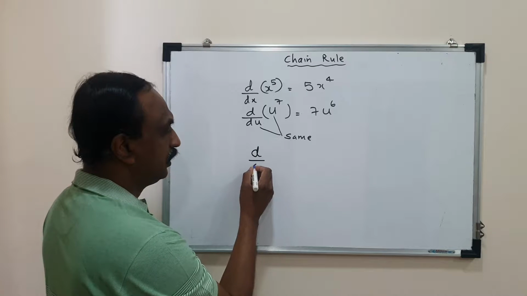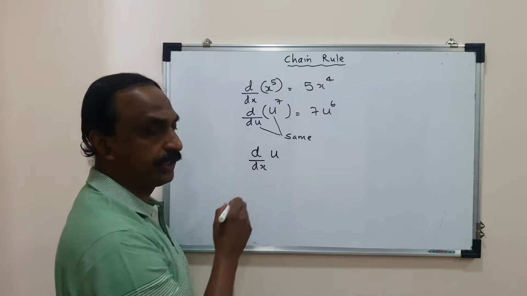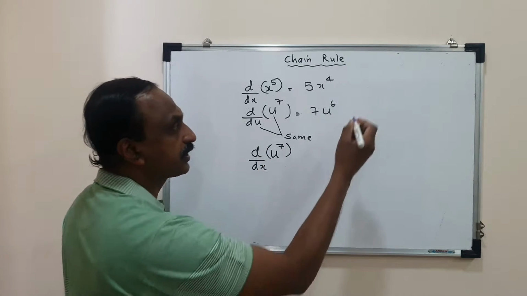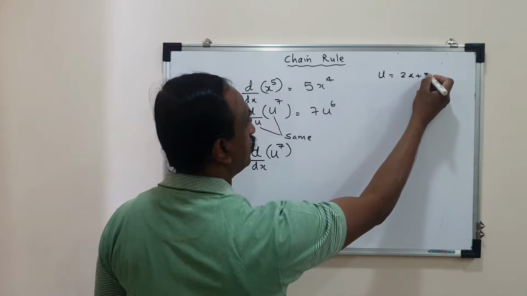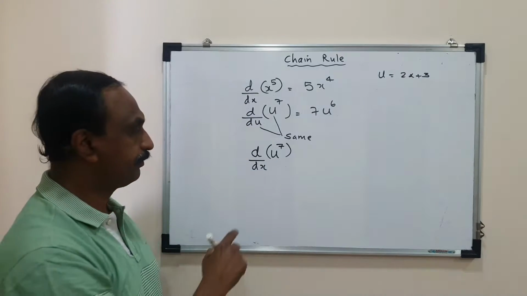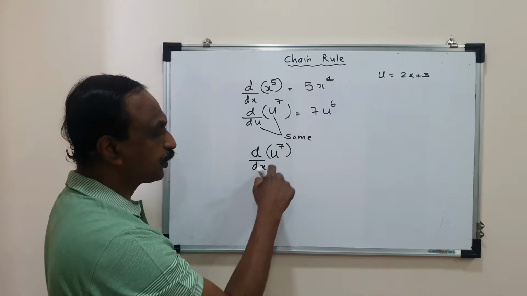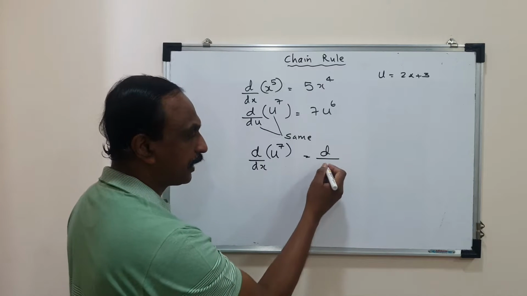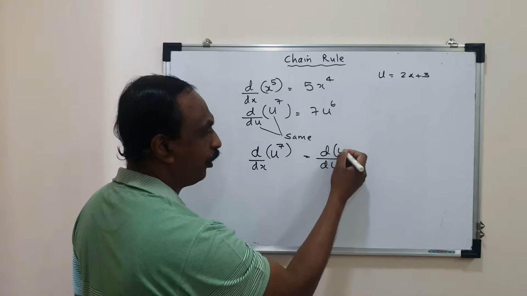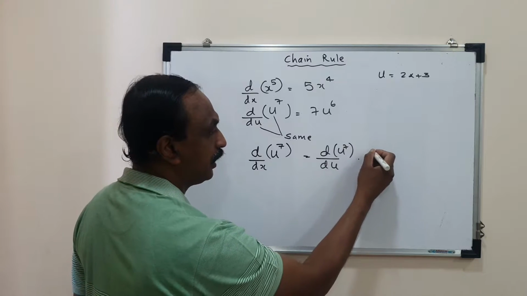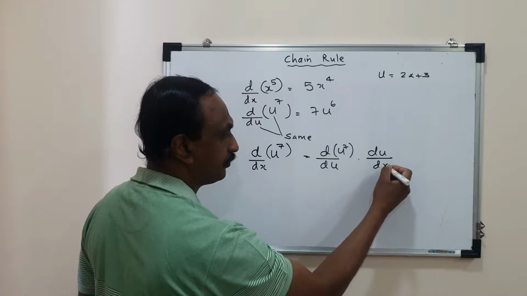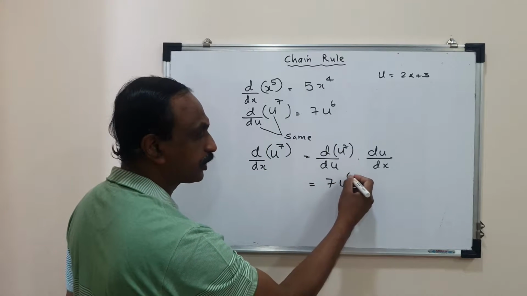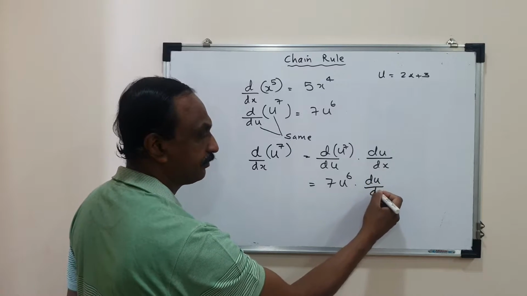What about if u is not a constant, u is a function of x, but I want to differentiate u with respect to x? For example, u may be 2x plus 3. u is a function of x, u is not a constant. I want to differentiate u raised to 7. See the technique? It's something like divide and multiply. d by du of u raised to 7, I put a du extra into du by dx. Now they became the same, so I can apply this formula. So my answer will be 7u raised to 6 into du by dx.